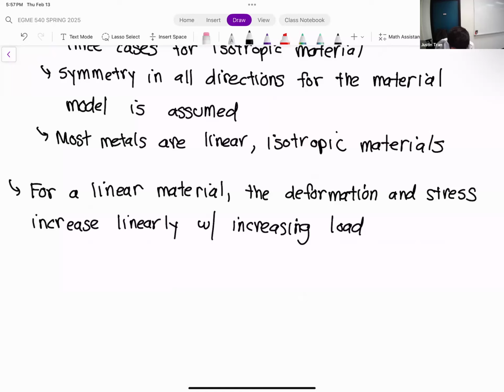So what this statement basically means is that if you have a simulation, and you're observing a certain amount of deformation or stress, if you increase the magnitude of the loading by a factor of 2, then generally you can expect all the deformations and the stresses to increase by a factor of 2 as well.